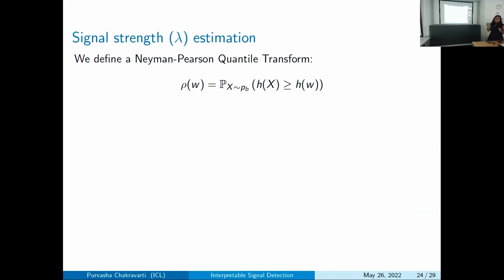So the last part of my talk is going to be the signal strength estimation. Like I said, the problem here is that you don't really know what the signal is. So how do you know how much signal is there in the data, because you're not identifying the signal points? How exactly do you know how much signal is actually present in the data?